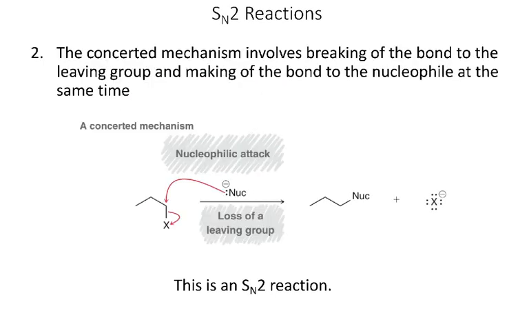So in a concerted mechanism, the loss of the leaving group and the attack of the nucleophile actually happen at the same time. And so that's what we mean by concerted. Both steps happen at the same time. And this is in fact what happens in an SN2 reaction, and is going to be the subject of the rest of this video.